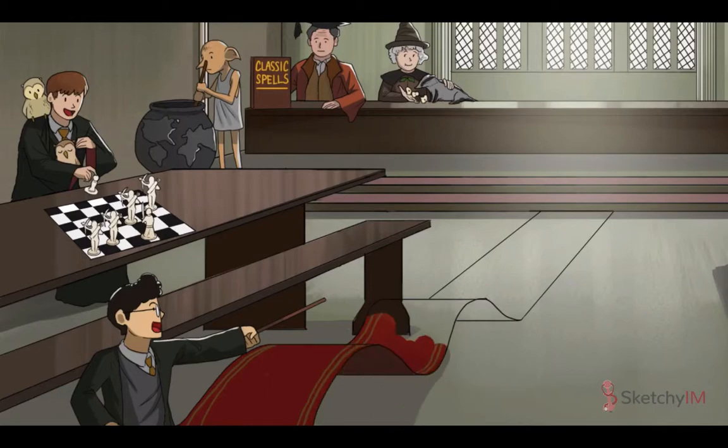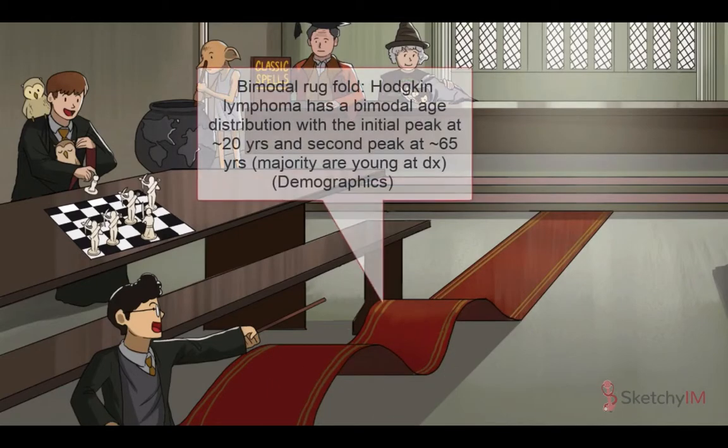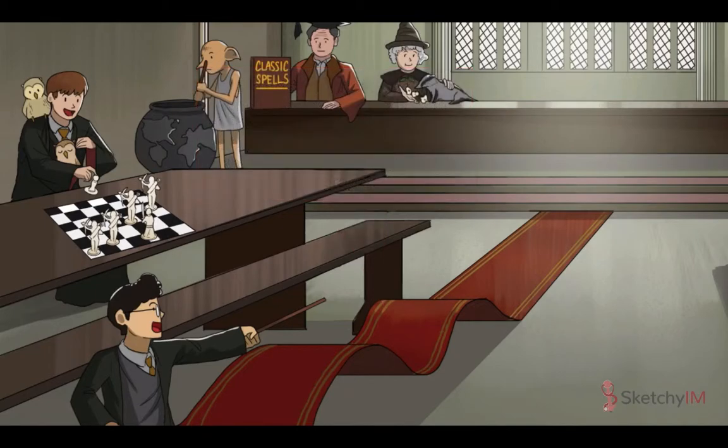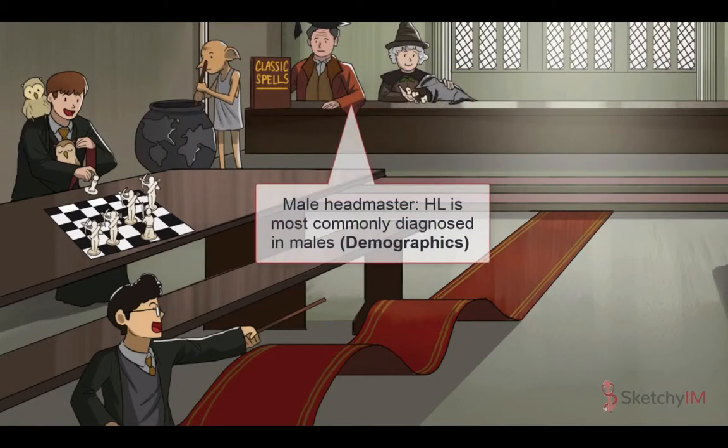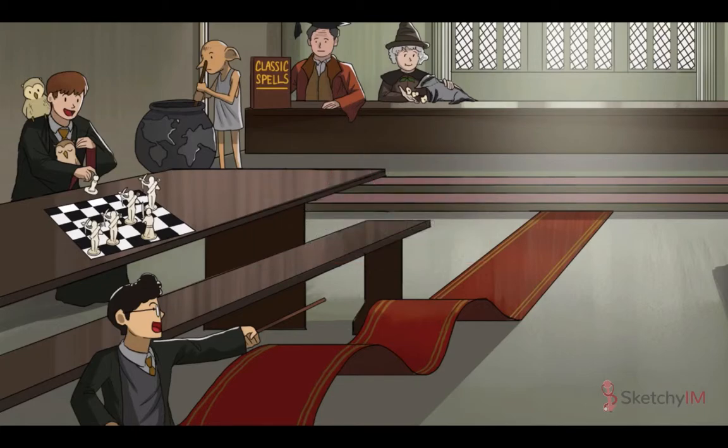Classical Hodgkin lymphoma has a bimodal age distribution with the initial peak around age 20 and second peak around age 65. The majority of patients that are diagnosed are young. Hodgkin lymphoma is more commonly diagnosed in males, though the classic nodular sclerosis subtype of Hodgkin lymphoma is most common in females. Patients with Hodgkin lymphoma are usually asymptomatic. However, there are a few classic symptoms that can help lead you towards a diagnosis.